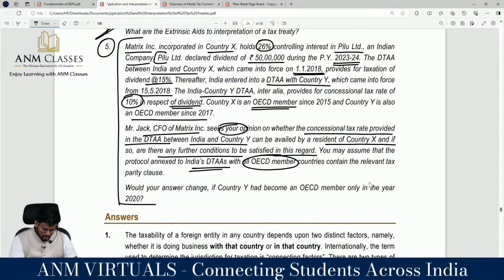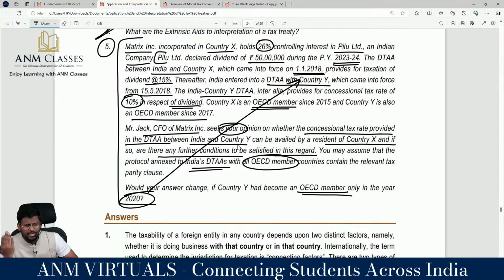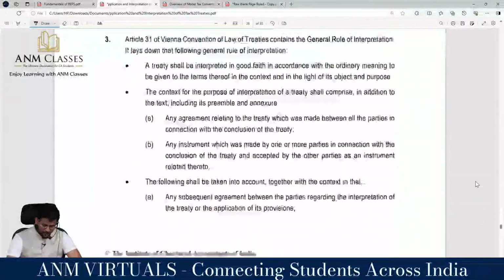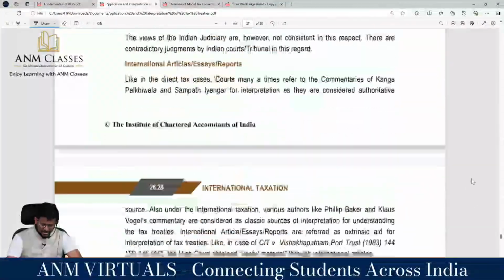Most. Would your answer change if country Y has become an OECD member only in the year 2020? Yes, sir. Because when they entered into DTA, 1/1/2018. அதுக்கப்புறம் தான் என்ன இருக்காங்க? OECD member. This may be a 6-mark question for examination. 6 mark. Very simple, you will get 6 mark. Hello. அப்படியே பிக் பண்ணா வேணான்னு சொல்ல முடியாது. Hello, sir. So, I believe that you will read the answer for question number 5 because whatever we have read, the same thing has been written there.